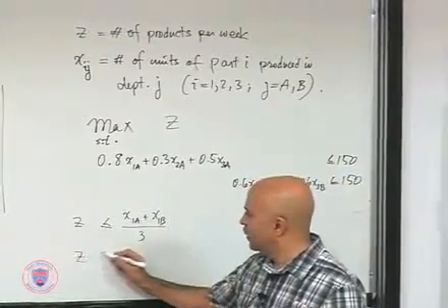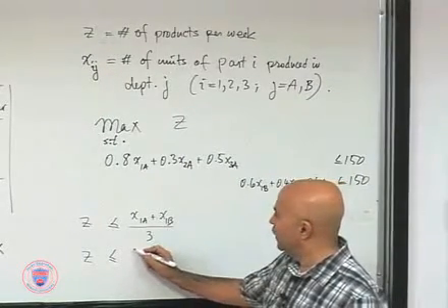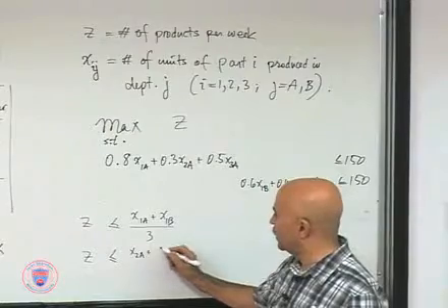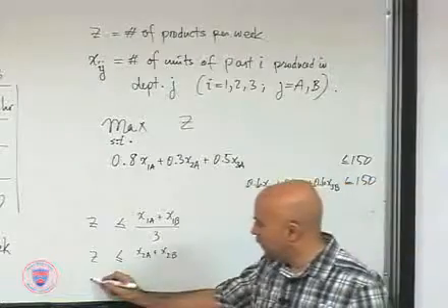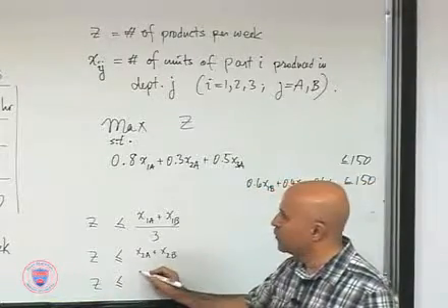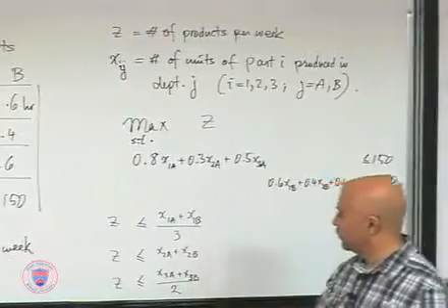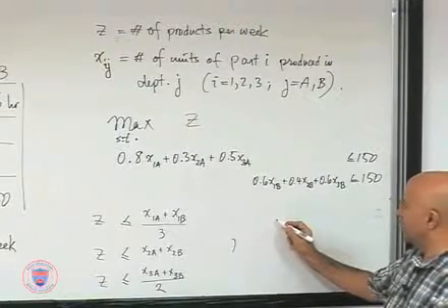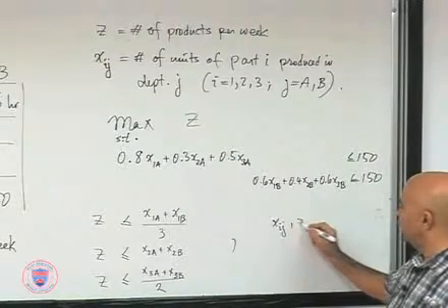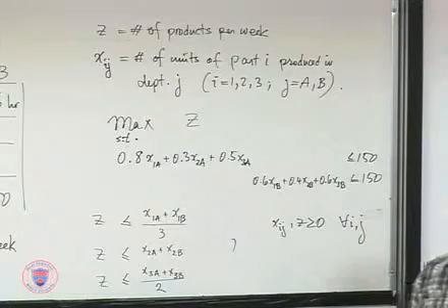Similarly, z should be less than or equal to (x2a plus x2b) divided by 1. And finally, z should be less than or equal to (x3a plus x3b) divided by 2. And finally, of course, you've got non-negativity. The xij's and z are all non-negative for appropriate combinations of i and j.